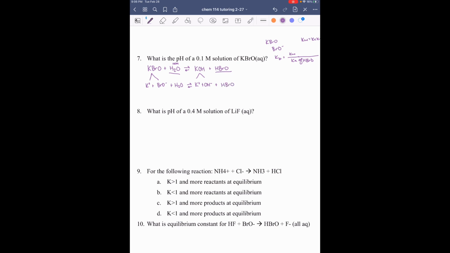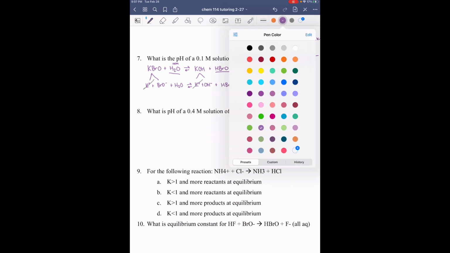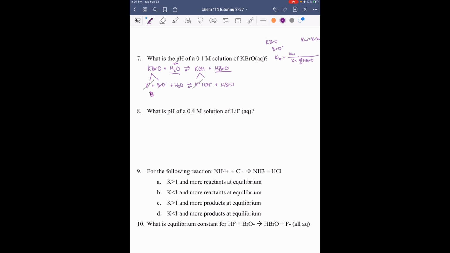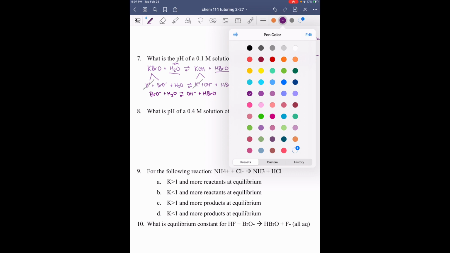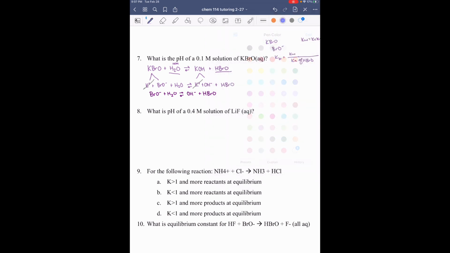HBrO is a weak acid, so it's going to stay together. So now we can cancel what we have the same on both sides. That'll be K+. So now we are left with BrO- plus H2O yields OH- plus HBrO. And then we'd have to recognize what the K value is.